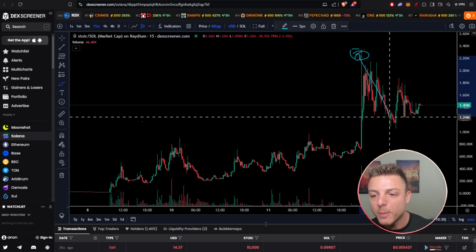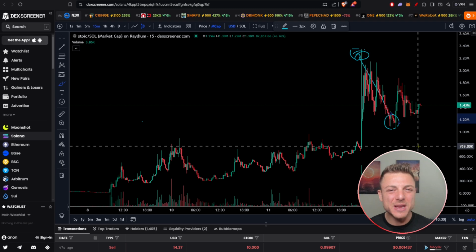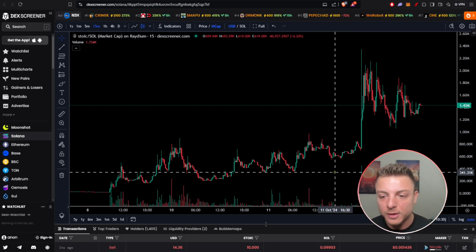We wait for a pullback in the market and then we look for an entry. Well, you might be asking me, where do you look for these entry points? Well, I'm going to show you right now. There's actually a confluence zone right here in the market.